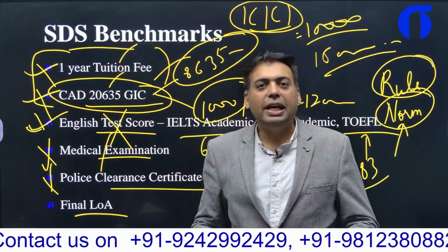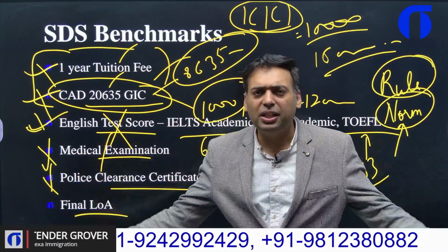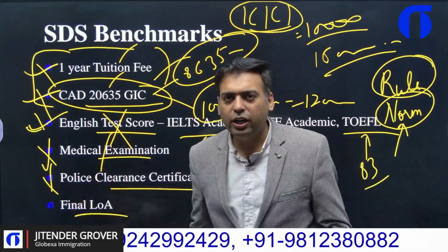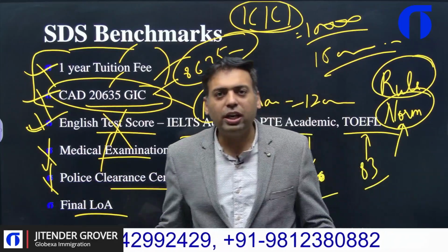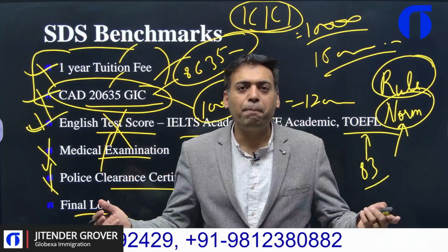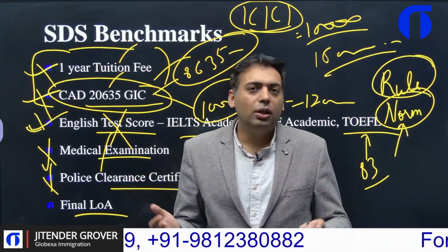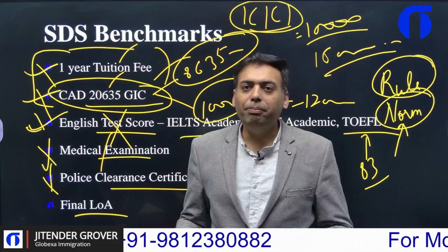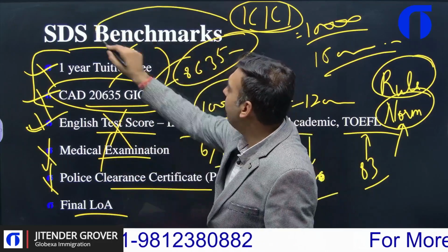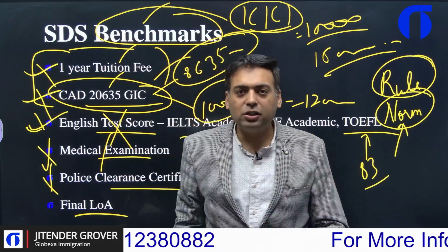Even though many people may be guiding you that you can submit an application under non-SDS, you don't require to pay GIC, you don't require to pay the first year tuition fee, you don't require an English test, even if your score is not good, even if you are scoring 5.5, even if you have 54 in PTE, you can still submit an application. No, you are not going to get the result. Try to meet the benchmark of SDS to get your visa. Otherwise, there will be a high risk of refusal.